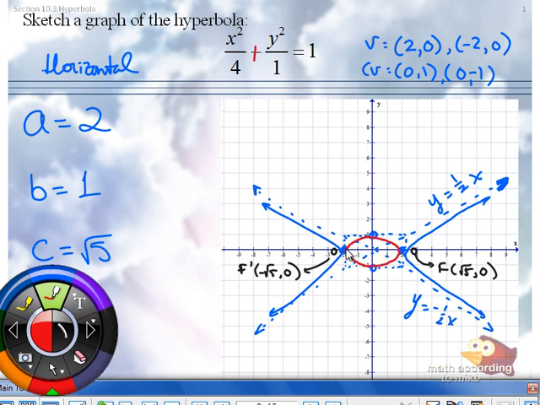Oh, who's cute? Who's adorable? You are.